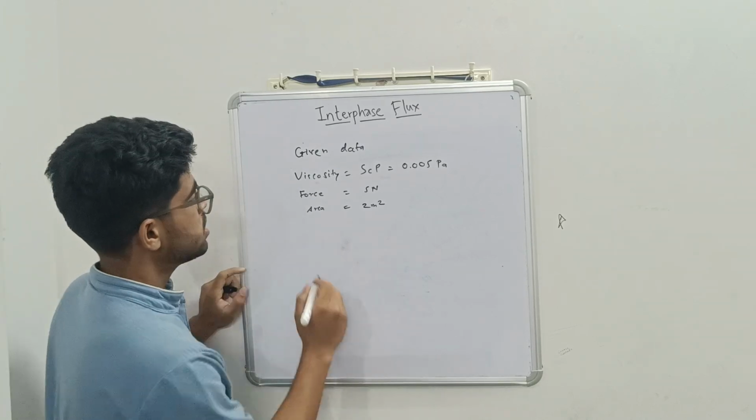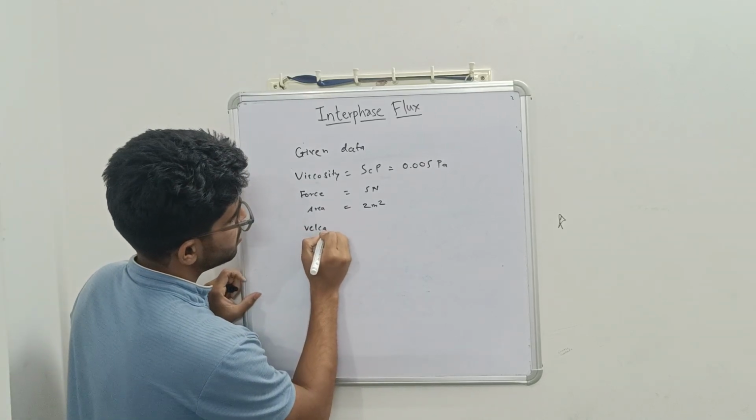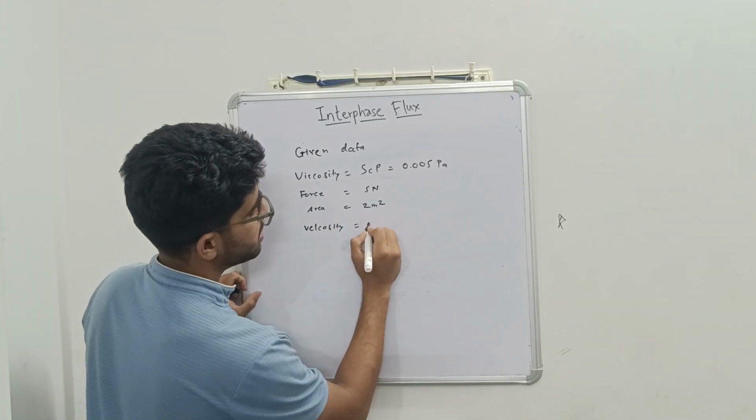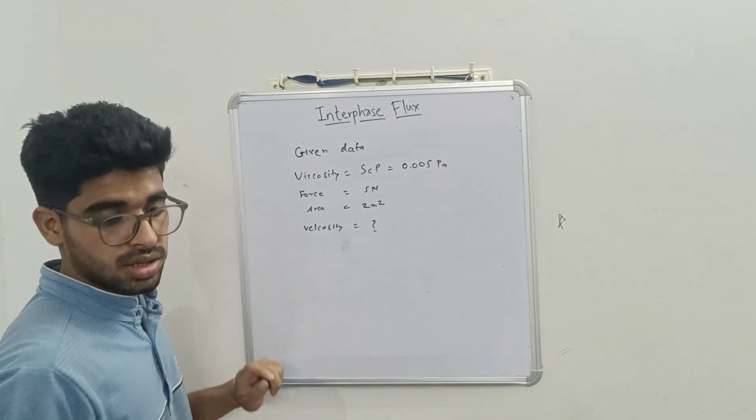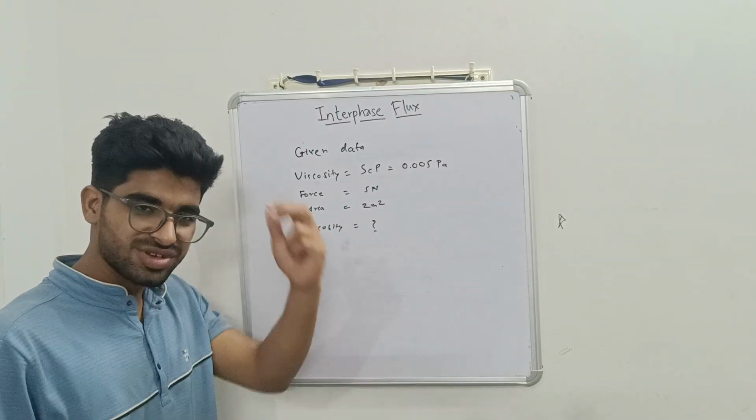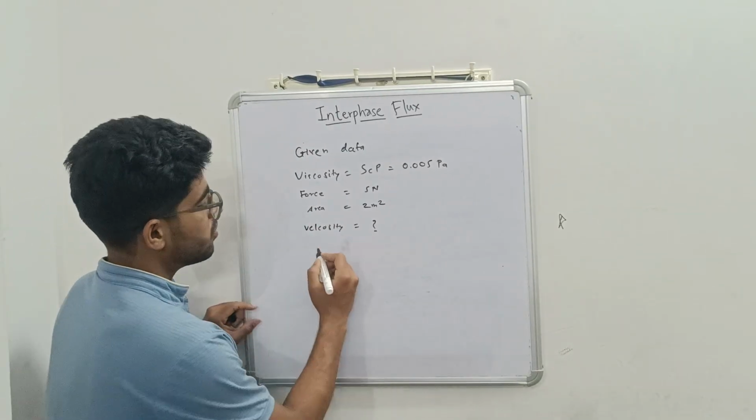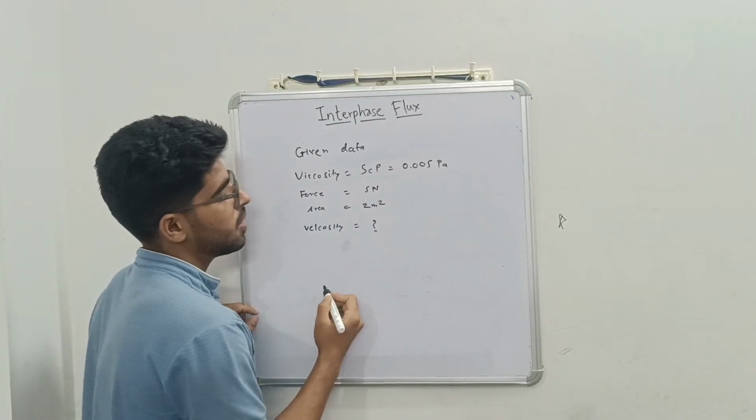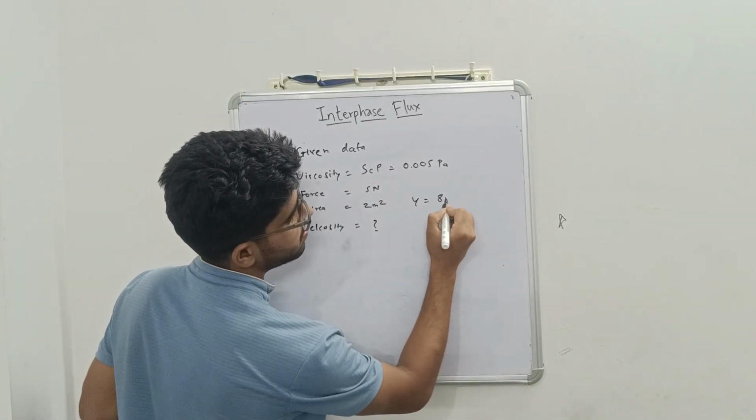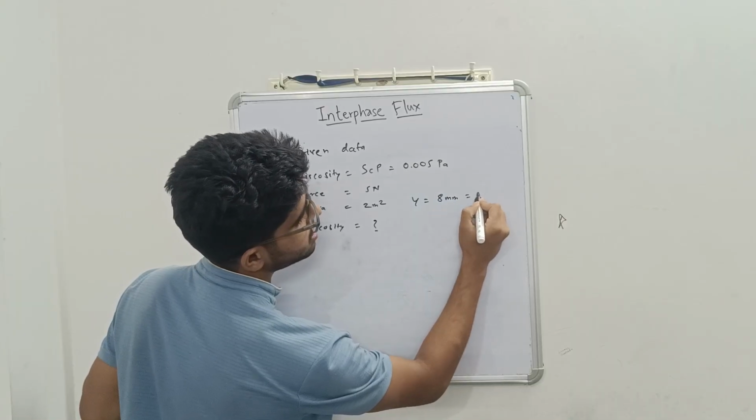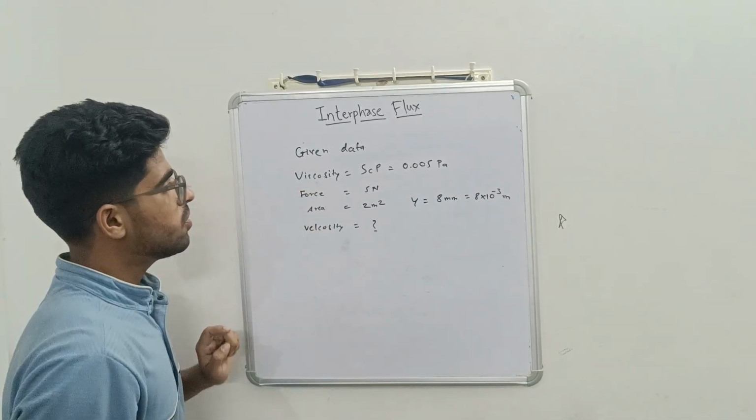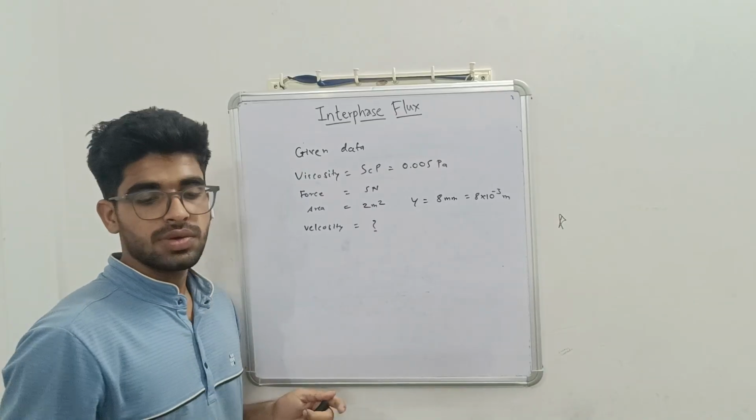Now we have to find the velocity applied on the upper plate, and y is equal to 8 mm, which is equal to 8 into 10 to the power minus 3 meter. Okay, now we have to solve this question from the given data.